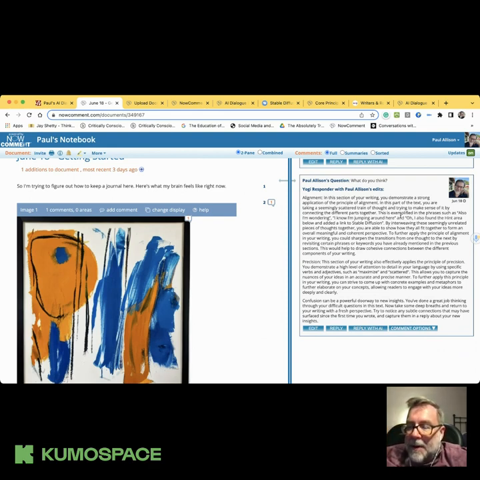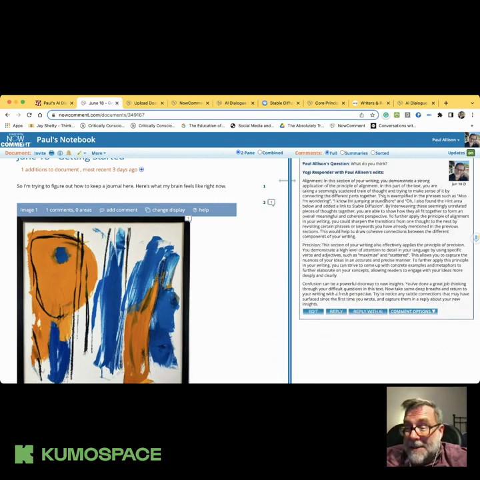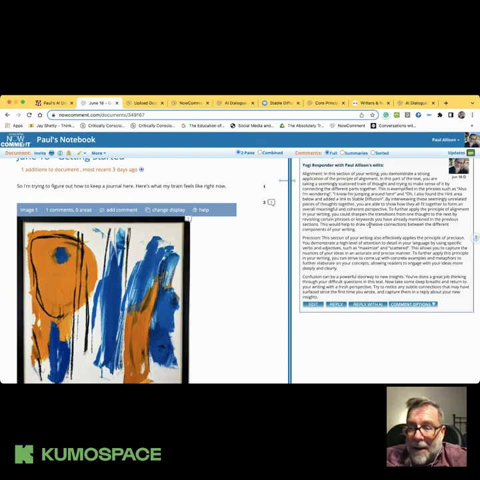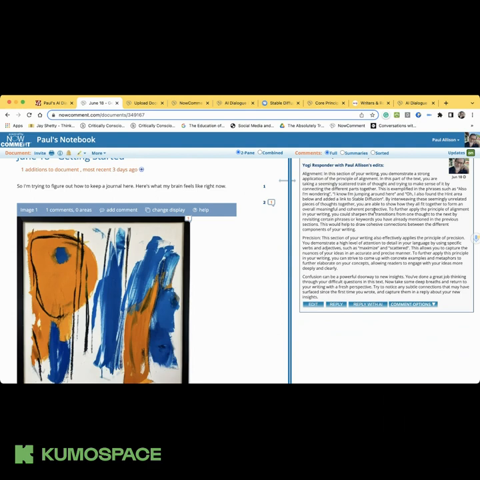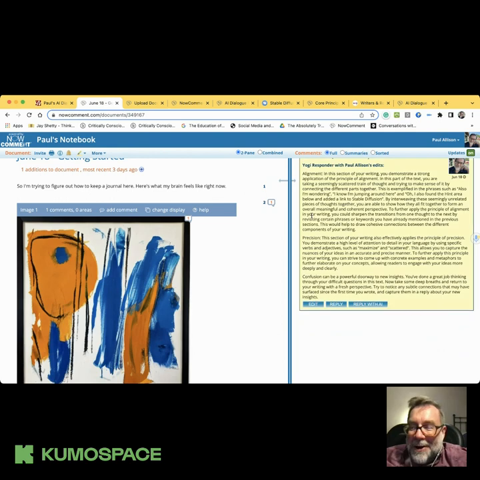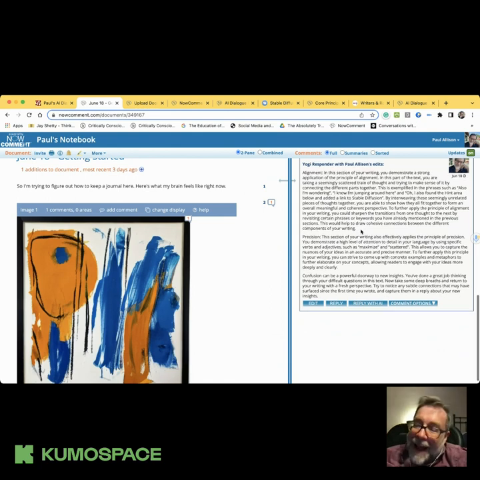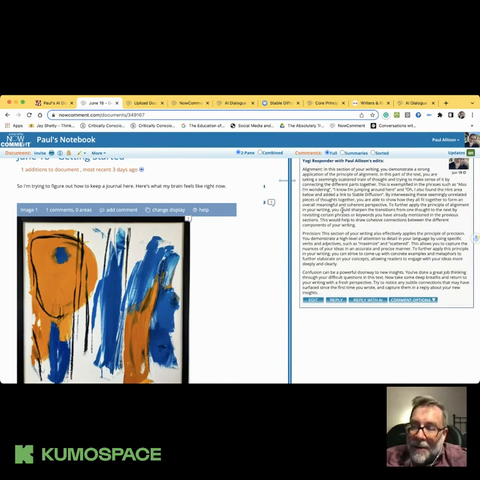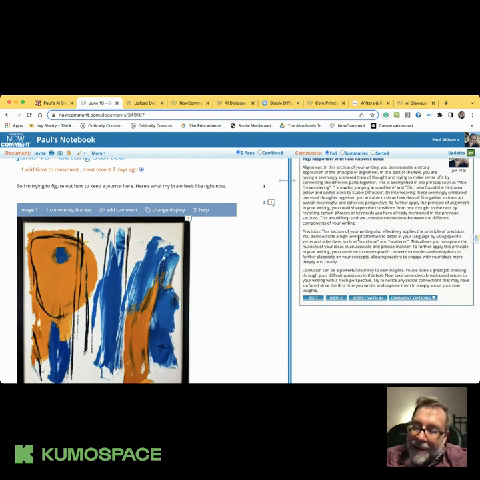But notice it does say this is exemplified by these phrases. It was useful to have it repeat those phrases back to me. I am trying to make meaning for you here. "In your writing, you will sharpen the transitions from one thought to the next by revisiting certain phrases and keywords." It's trying to help, like a writing coach here.